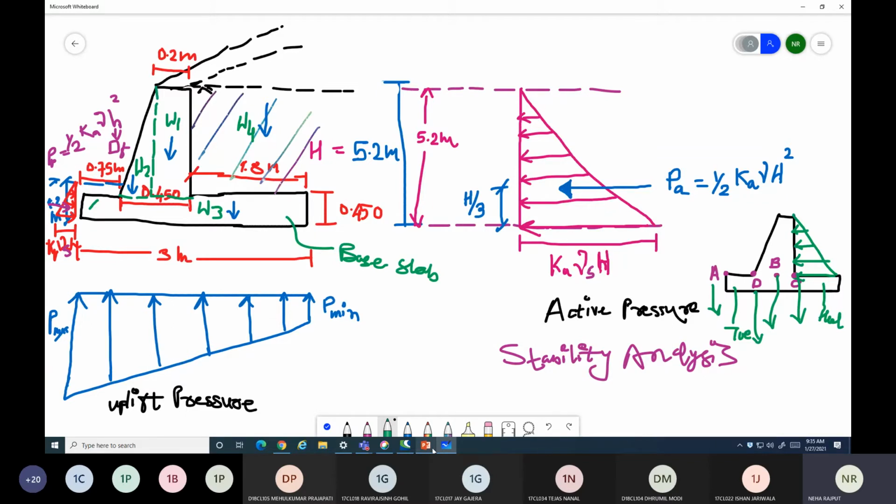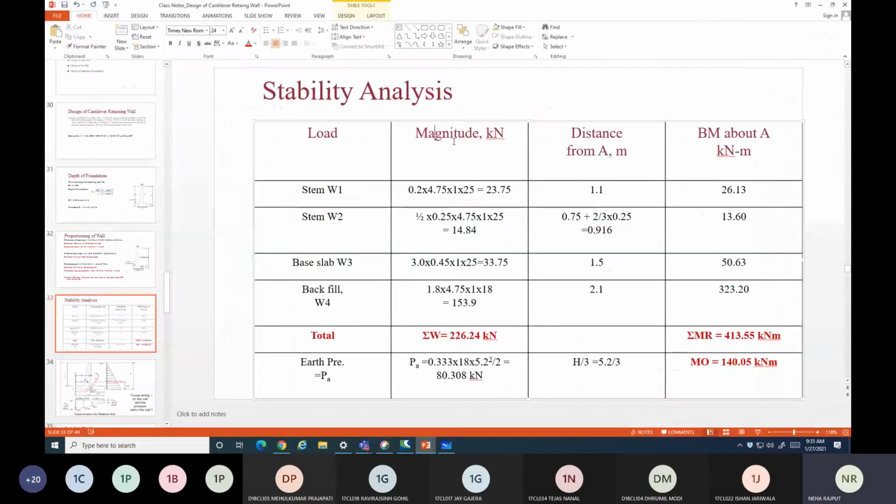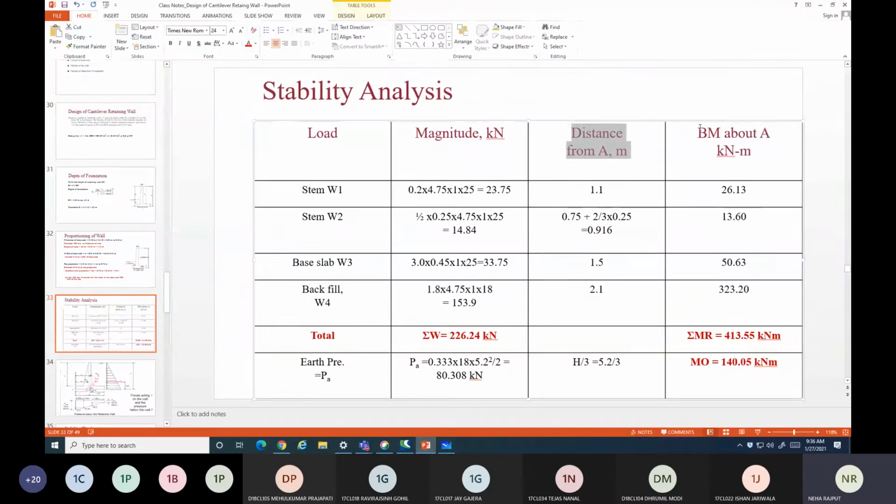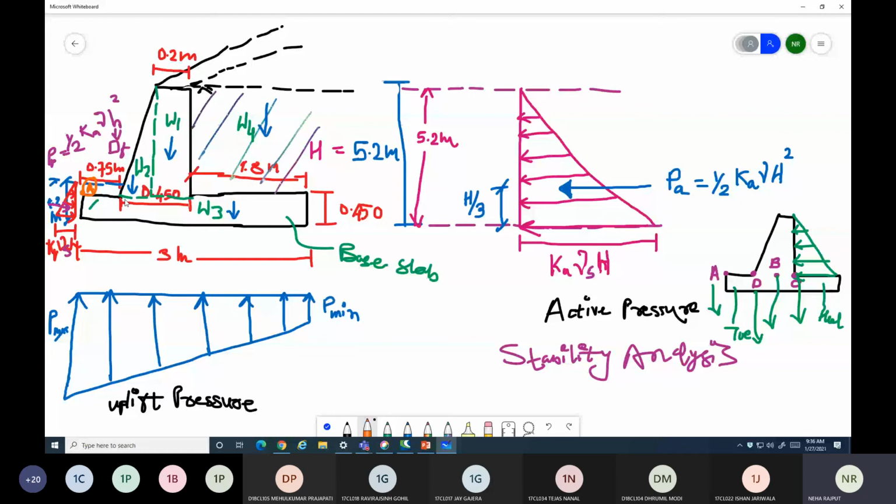In this case, this magnitude is your load value and distance from A. So all the forces you are finding from A point. Here in this figure, this one is point A. This is my point A. And I will find all the forces for the stability analysis at this A point only. And then after that, you also have to find the bending moment about A.